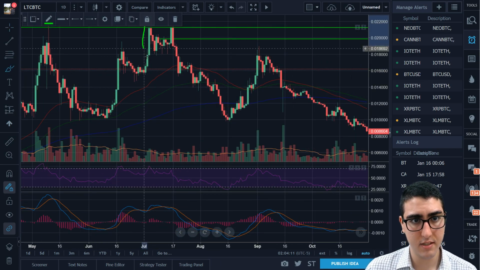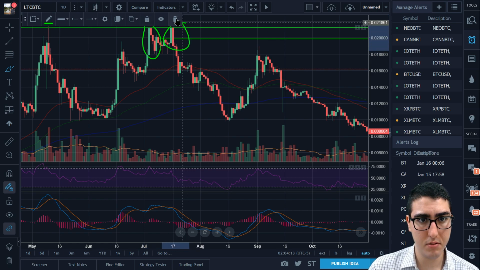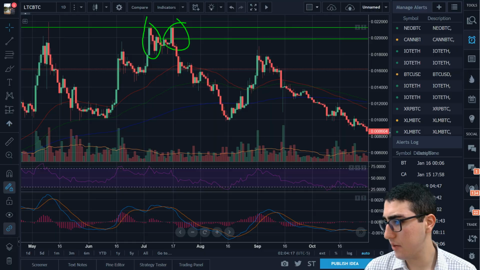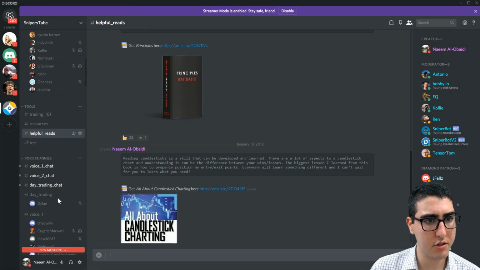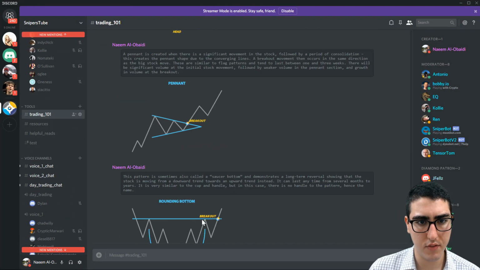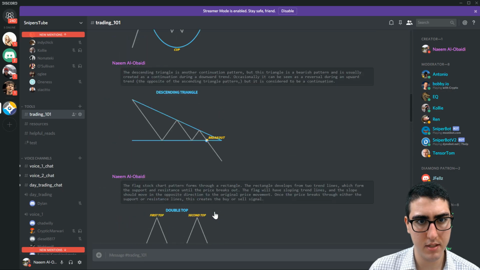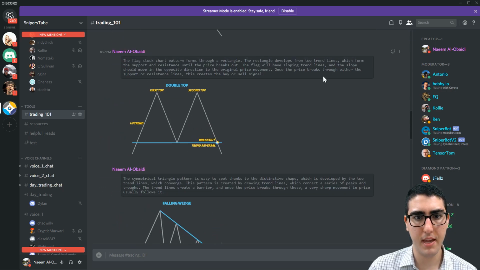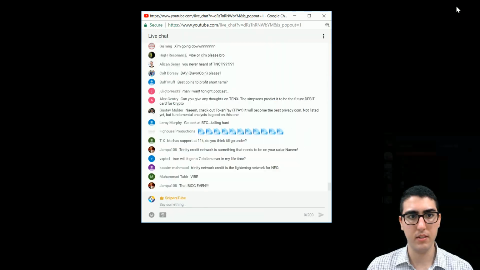Where the stronger resistance is right around 2.1 million Satoshi. So right around that big even. You can see we formed a double top. Here's how a double top looks, guys. Remember we talked about the double top? Look at this, another double top. Top one, top two, tested twice, and that double top drops down.